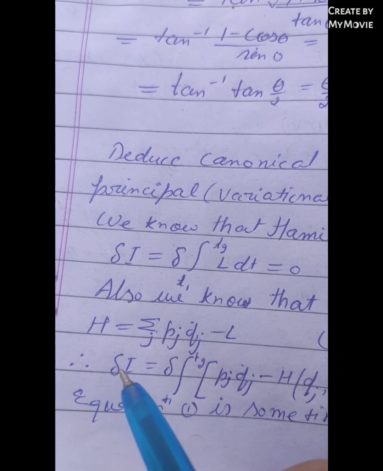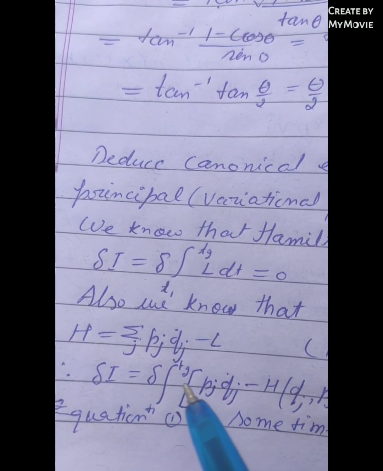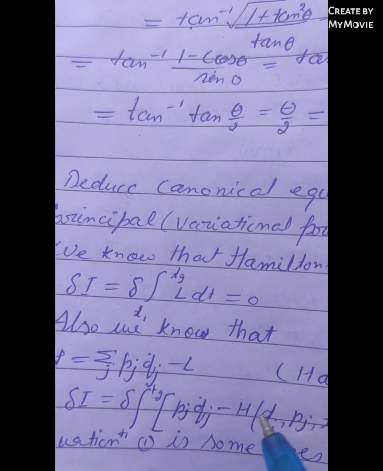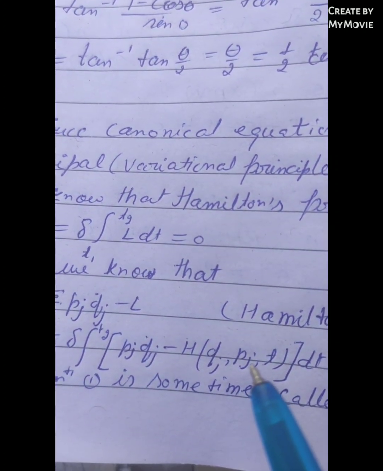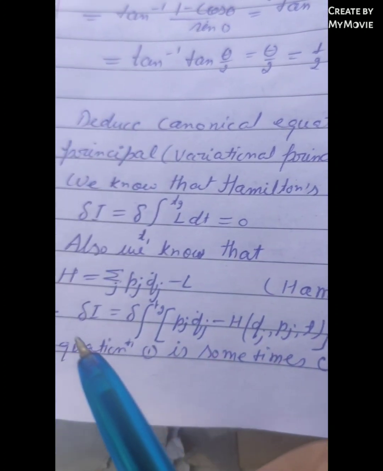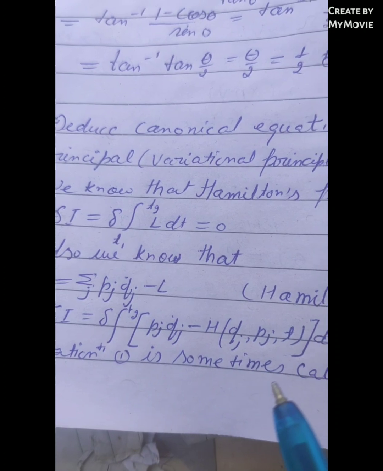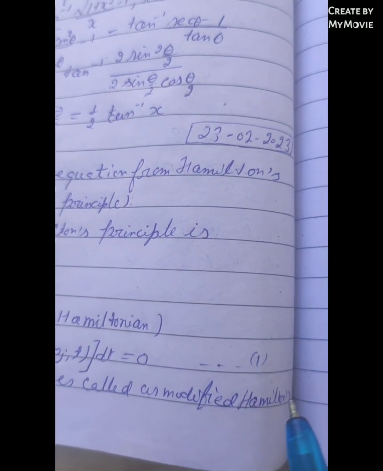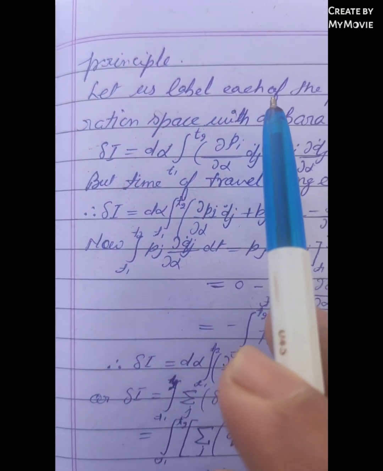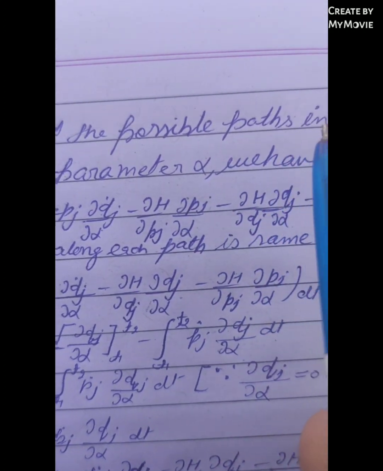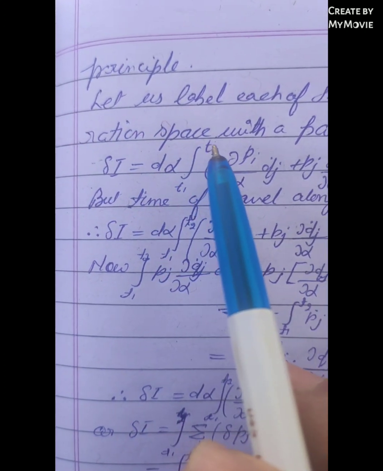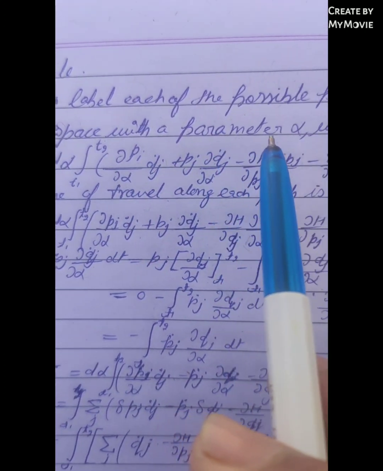So δI = δ∫ from t1 to t2 of [Σ pj qj dot − H(qj, pj, t)] dt = 0. Equation 1 is sometimes called the modified Hamilton's principle. Now let us label the possible path in configuration space with a parameter alpha.